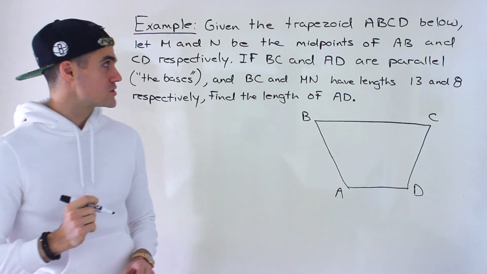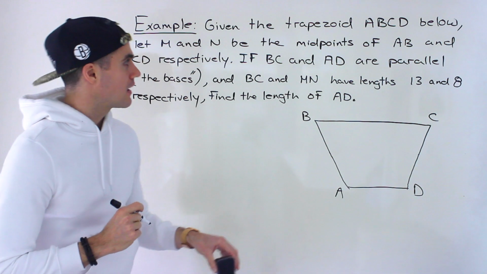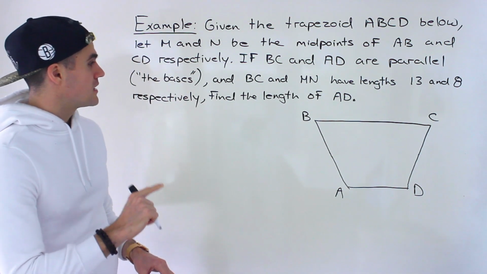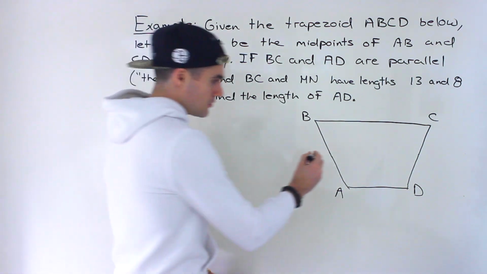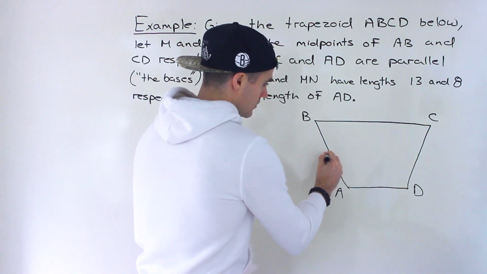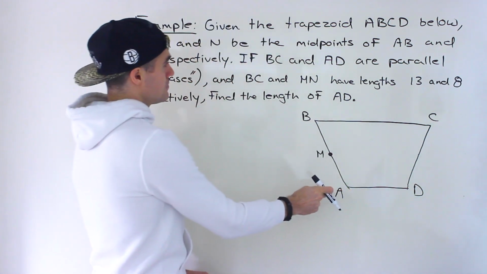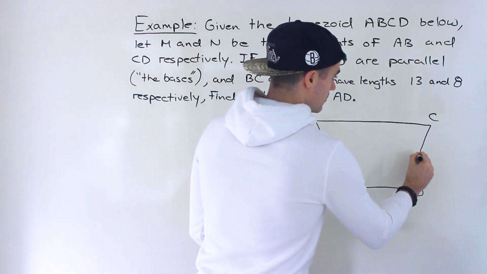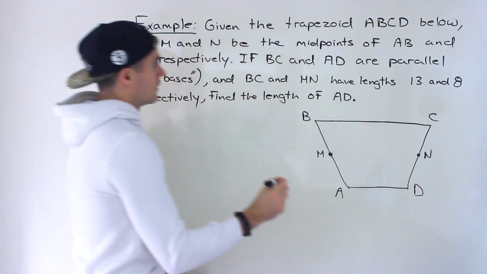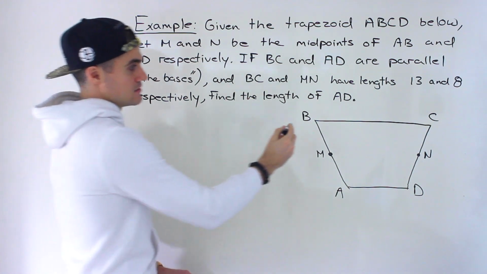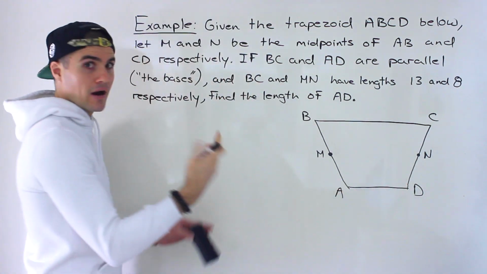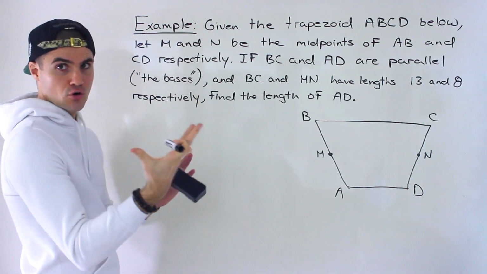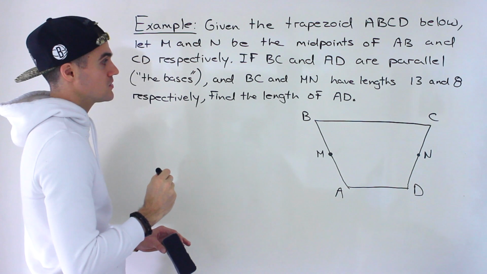So we're given this trapezoid here, A, B, C, D, and we're going to let M and N be the midpoints of AB and CD respectively. So let's label these. M is going to be the midpoint of AB, and N is going to be the midpoint of CD. And then we're told that BC and AD are the parallel sides of the trapezoid, or quote unquote the bases. That's another term you may see for those sides of a trapezoid.